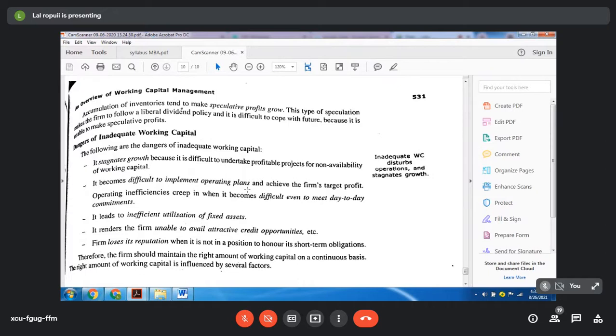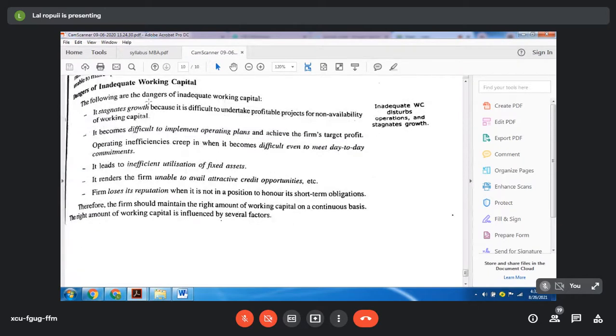So it makes the speculations grow. That is not good at all. This type of speculation makes the firms follow a liberal dividend policy, and it is difficult to cope with the future because it is unable to make speculative profits. If you think that based on the number of stocks and finished goods that you had, you can go for a liberal dividend policy where you could pay off your shareholders, which is not actually realizable, not the true picture of what you had. So it is not good for the future. It shows managerial inefficiency, okay?